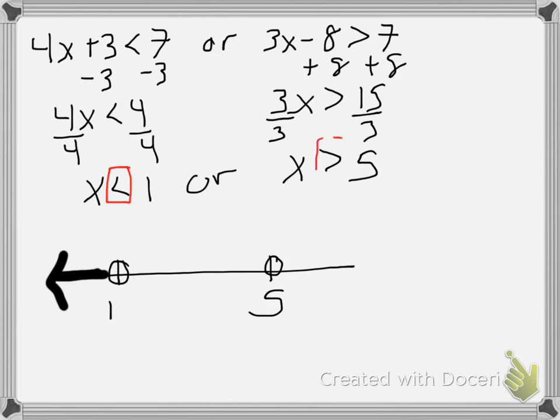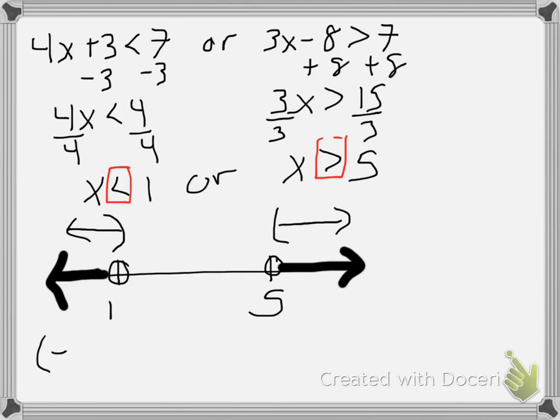This one says greater than, so if I want to do greater than 5, I have to go to the right. Okay, so what does that look like up above? Well, that's a little bit different. This is a parenthesis this way, parenthesis this way. So how do I write that?